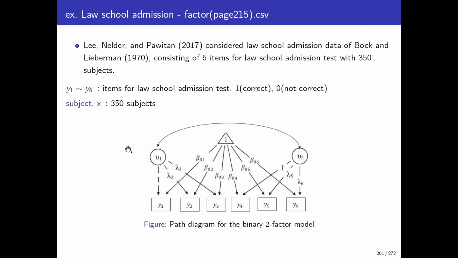Lee, Nelder, and Pawitan in 2017 consider the law school admissions data of Bock and Lieberman in 1970, consisting of 6 items for law school admissions tests with the 350 subjects. Y1 until Y6 are items for law school admissions tests, 1 for correct and 0 for not correct, with the 360 subjects. And these figures represent the path diagram for the binary two-factor model.